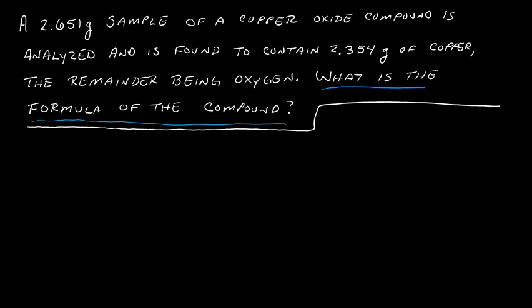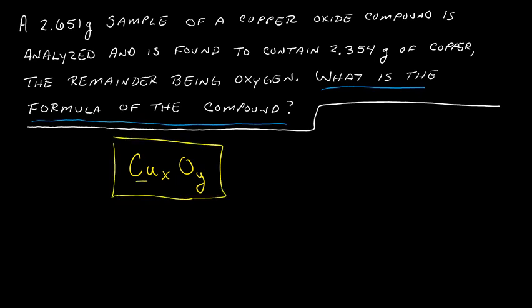And to get the empirical formula, basically that's going to be something like that. We need to know what the ratio is. Let me do that a little bit better. Right, there we go. So that's really what we're looking for. We want the simplest ratio of copper to oxygen for this compound.